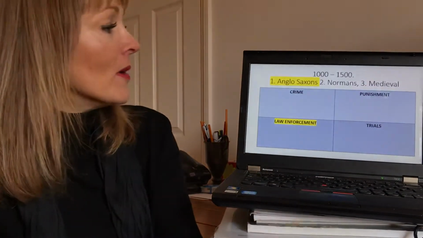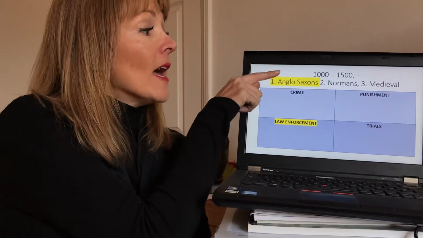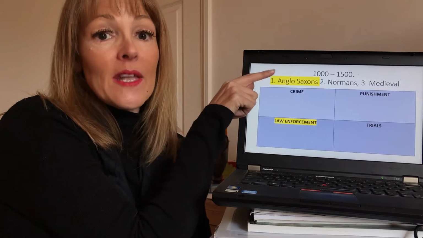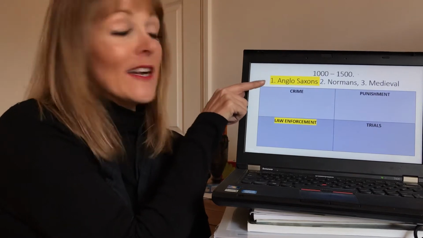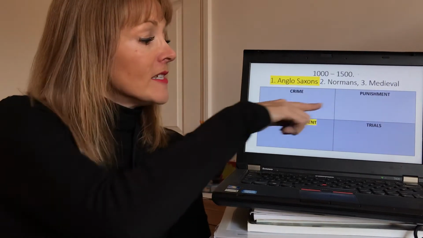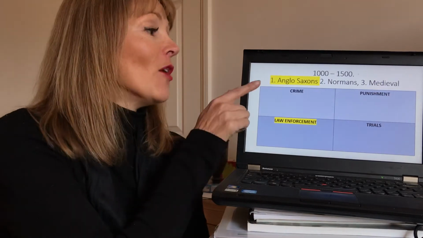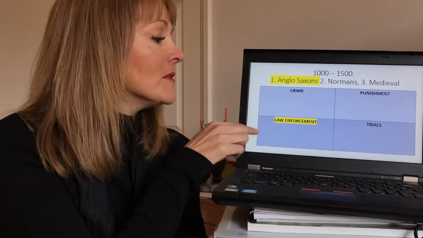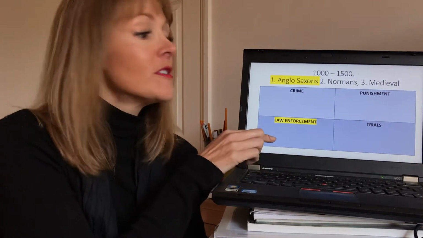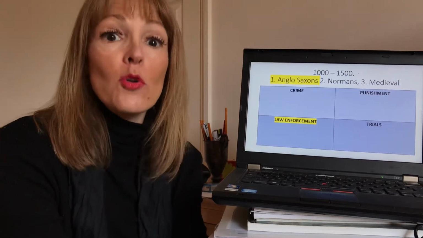So at the moment you're looking at the first part of that course, 1000 to 1500, and last week you focused on the first group in that time period, which are the Anglo-Saxons. Here you can see the 4 areas you have to cover for each of the periods. For each time period you look at, you need to know what crimes those people committed, the punishments they received for those crimes, how they were caught, the law enforcement, and finally what happened when they were put on trial: how were they put on trial, and who put them on trial.